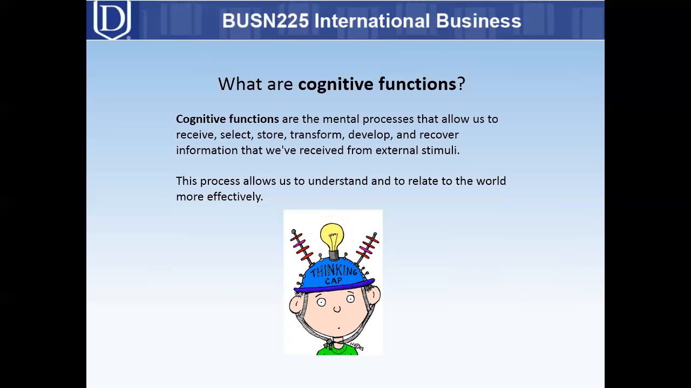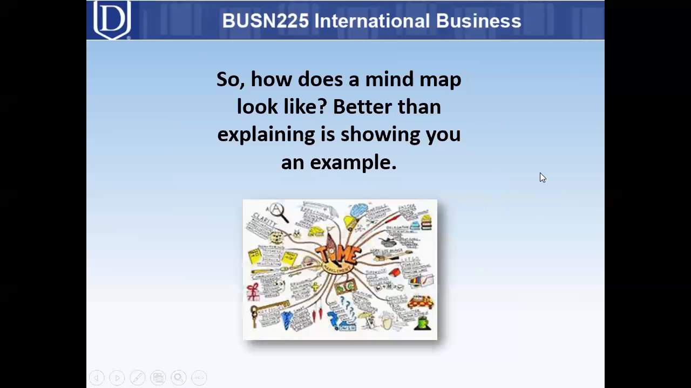So what are cognitive functions? They are the mental processes that allow us to receive, select, store, transform, develop, and recover information that we've received from external stimuli. Okay, you see an apple, our brain says it's an apple, and then it must be an apple. What's that saying about a duck? If it walks like a duck, if it sounds like a duck, and it looks like a duck, it's probably a duck. So it's certainly not a banana. All right, I hope you guys are smiling.